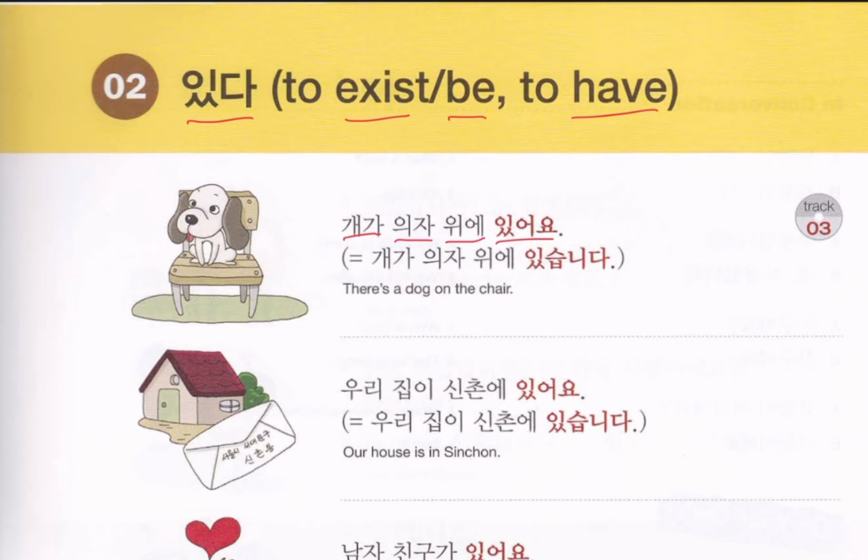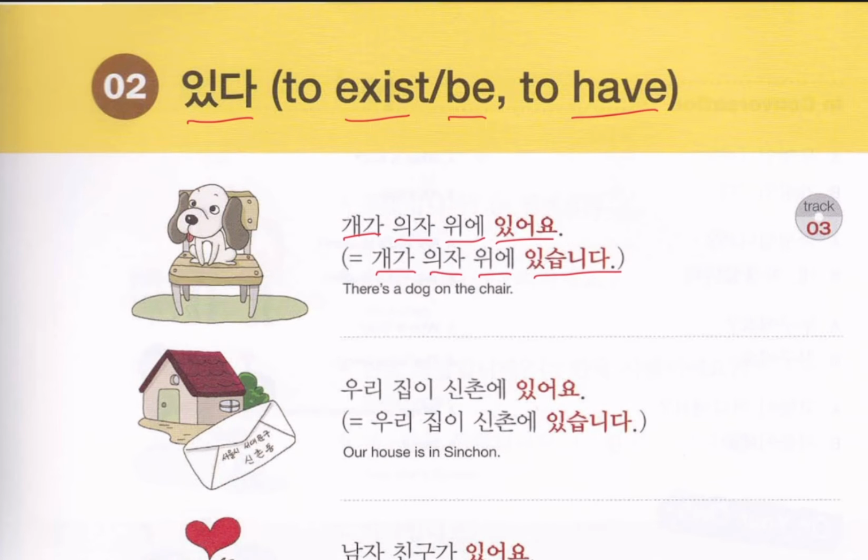And in formal style, this is Kega 위자 위에 있습니다. 있습니다, 임니다, 임니까. This is formal style which is used in news, newspaper, in books and literature. But in daily life, we are using ayo oyo style.